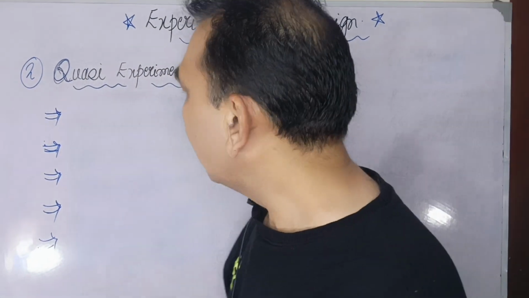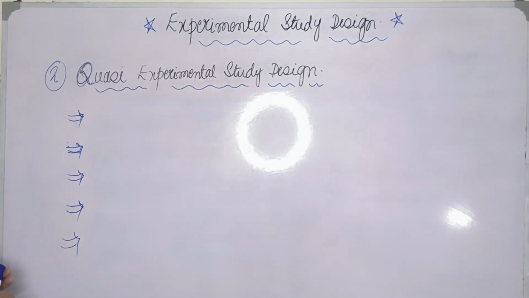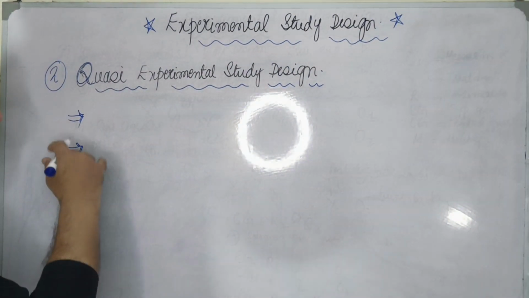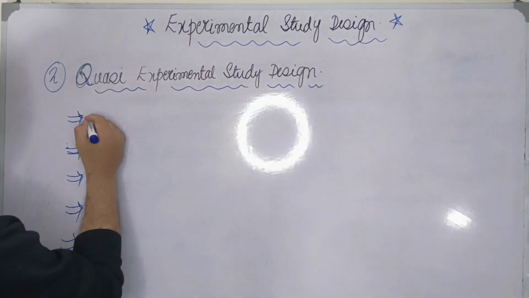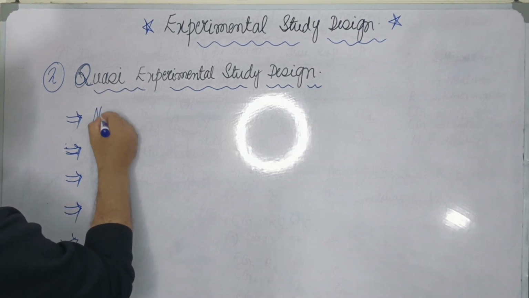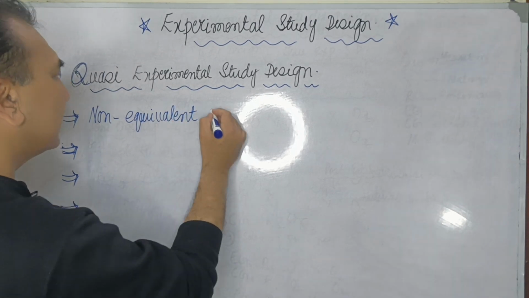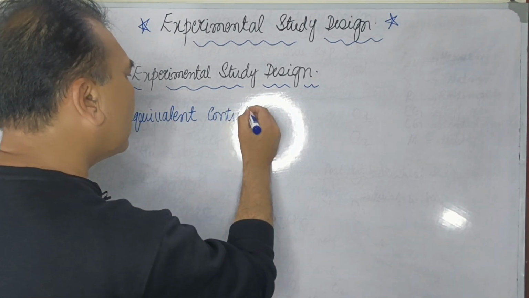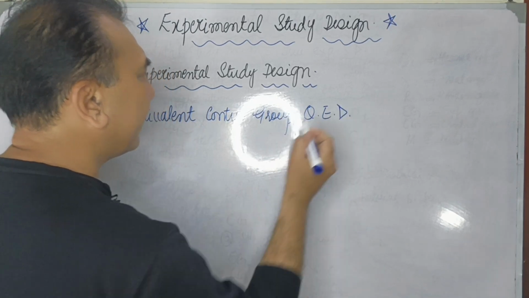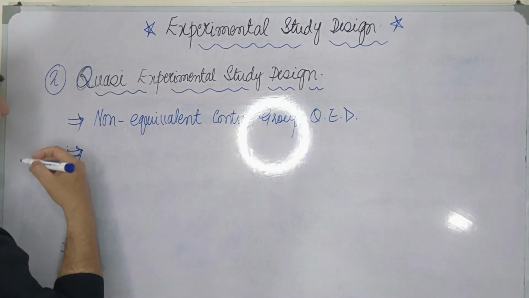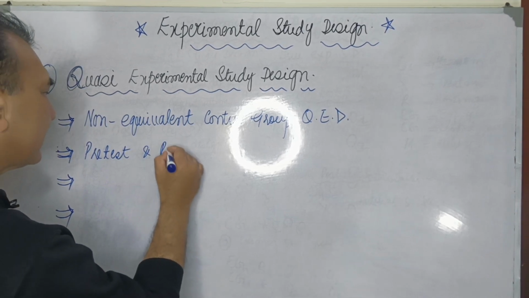Now the quasi-experimental study design has further five to six types. Let me list the types of the quasi-experimental study design, and then we will discuss each type in detail. The first type is called the non-equivalent control group quasi-experimental study design. The second one is the pre-test and post-test only quasi-experimental study design.